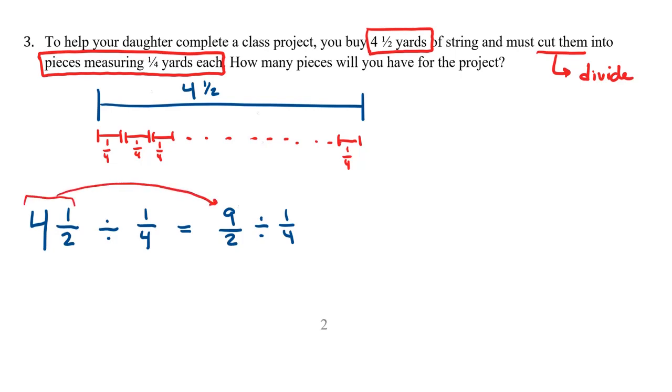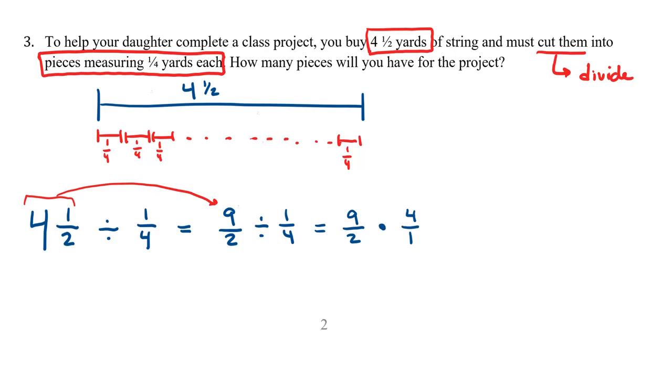And then the way we've defined division with fractions is to change it to multiplication. So instead of dividing by 1/4, you're multiplying. Change, flip: you're multiplying by the reciprocal of the second fraction.